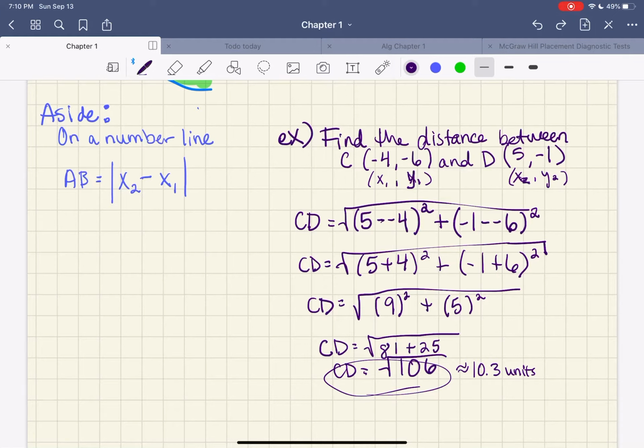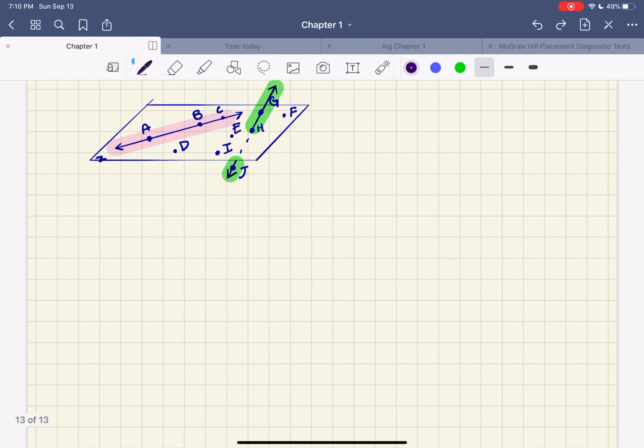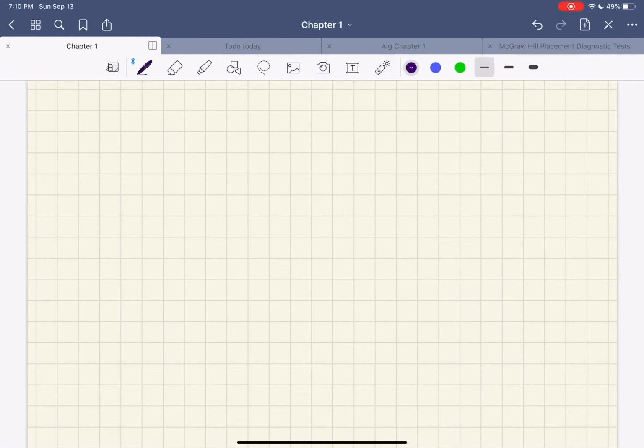No, let's move on to midpoint. We'll do a lot of distance and midpoint formula practice when we get back together. Okay, so midpoint. We talked about what distance is. Midpoint is a new thing, so we have to just define that specifically.